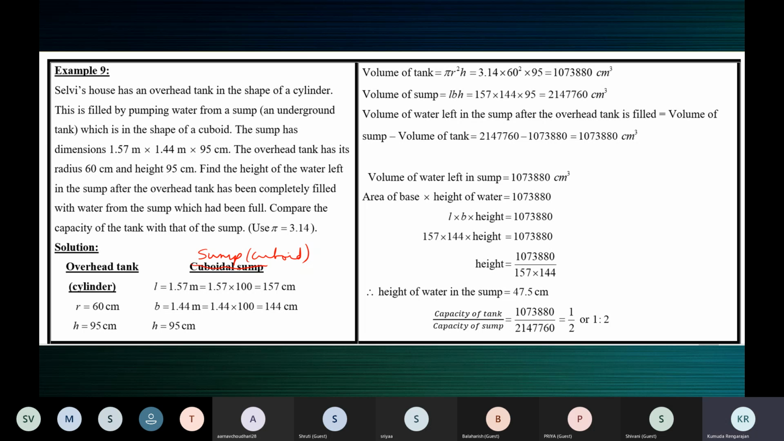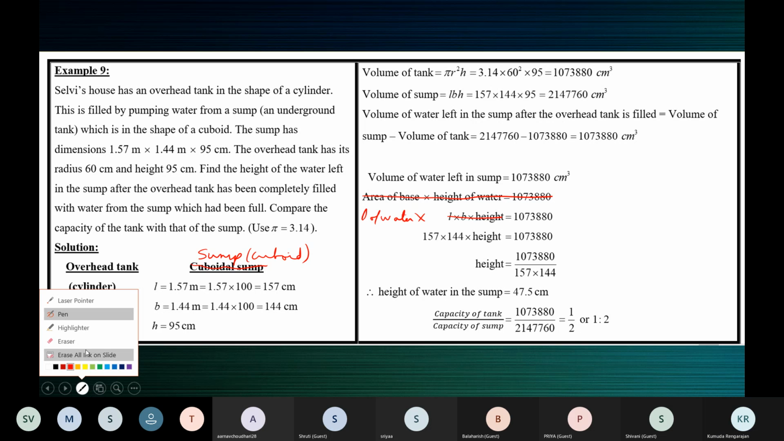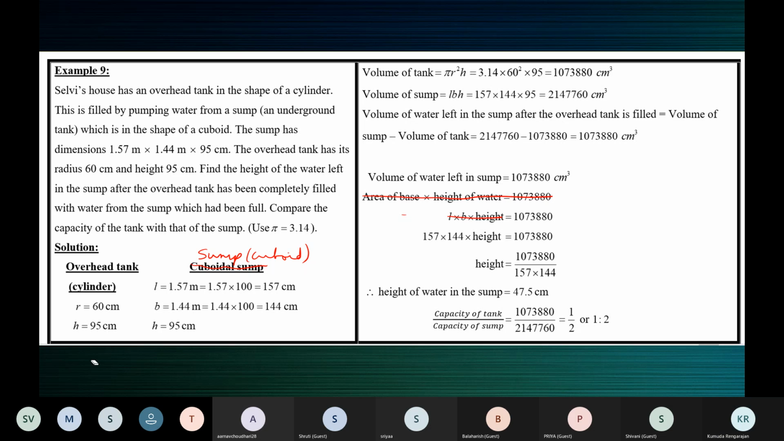Instead of writing this, you can just write it like I told you: length of water into breadth of water into height of water. Volume of the water in the sump will be length of water into breadth of water into height of water, is equal to that value. Length of the water will be 157, breadth will be 144. Into height we don't know.